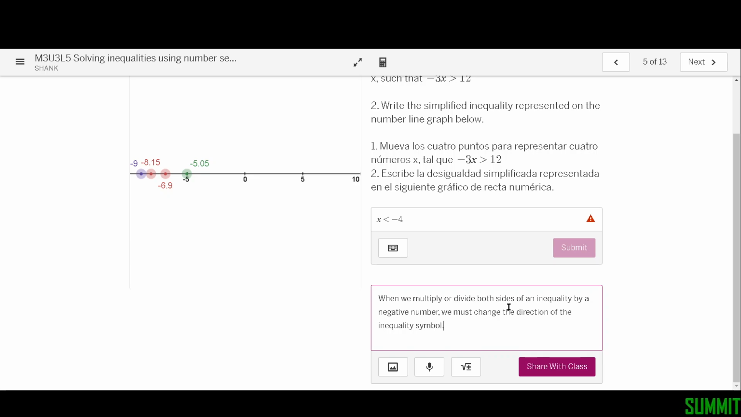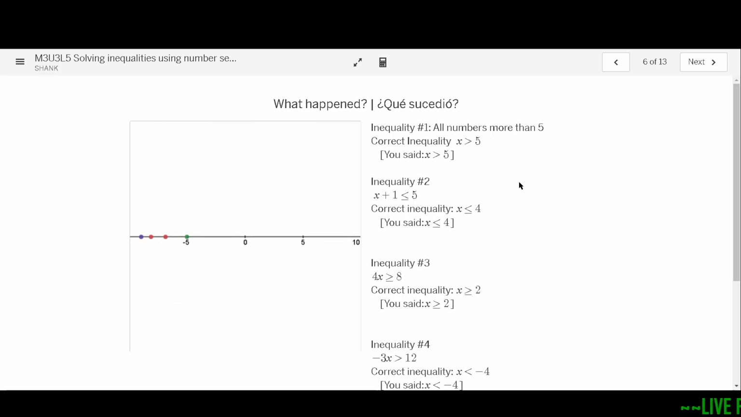So again, if it was a less than or equal to, we would have to keep the equal to part, but we flip the direction of which way it's going. So make sure, again, you're signed in the top left, hit that red button, so that way it saves your work. All right, moving on, this is what happened.